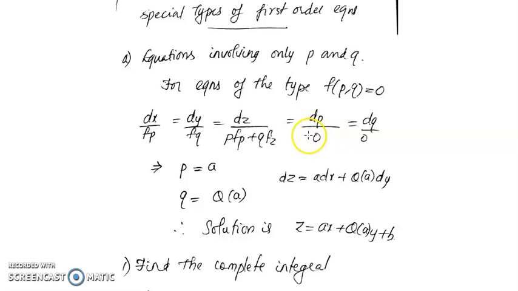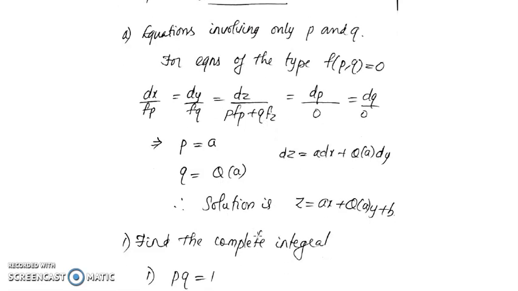Now if dp equals 0, from there we'll get p equal to a. Then q can be expressed as a function of a, because f is a function of only p and q. So p is a and q is capital Q of a. So you'll get dz equal to a dx plus Q(a) dy. On integrating you're going to get z equal to ax plus Q(a)y plus b. So this is how you obtain the solution.